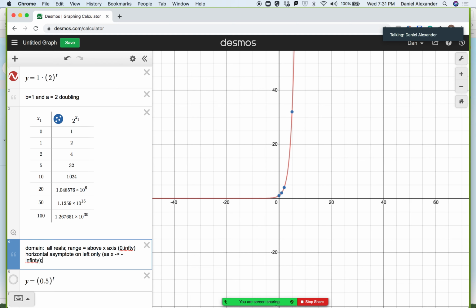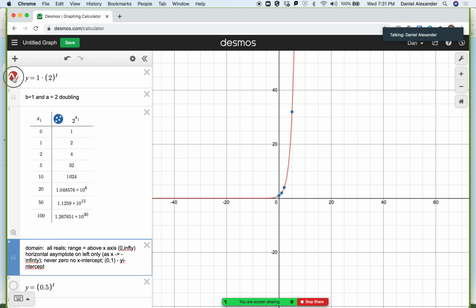What other questions did I have? Zeros. It's never 0. We see that from the range. So there's no x-intercept. And the y-intercept is 1. So we plug in 0, we get 2 to the 0, which is 1, and that's going to be our y-intercept. So we know a few things about that. I'll talk about some other properties in a minute.